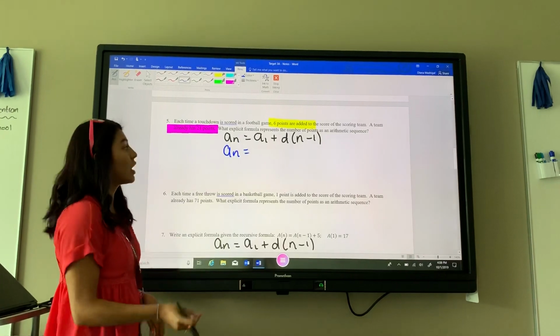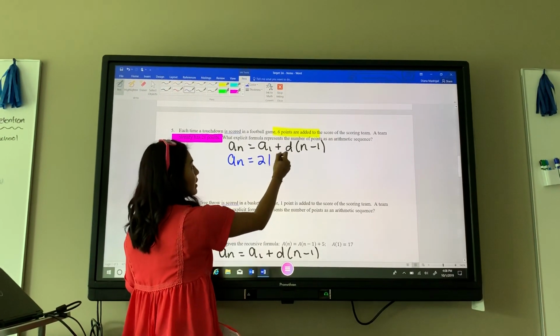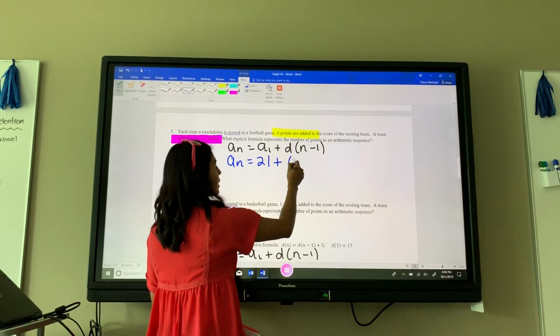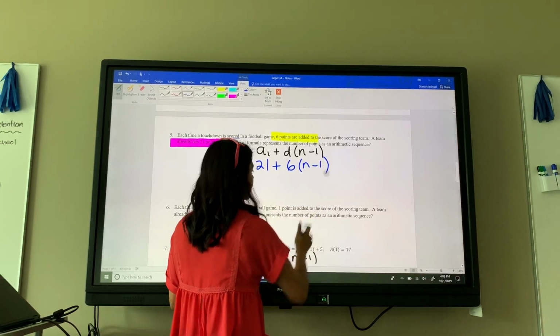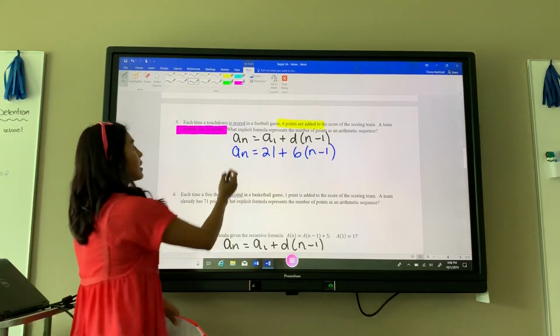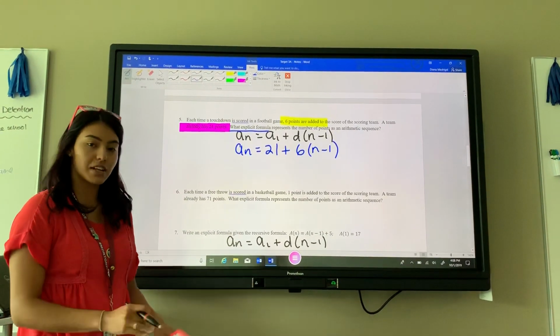A1 is the initial. How much did the team start with? Started with 21 points already. The common difference is 6. And again, I didn't know the term number, so N minus 1 stays like that. All you have to do is write the explicit formula. That's it. Can you guys try the next one?